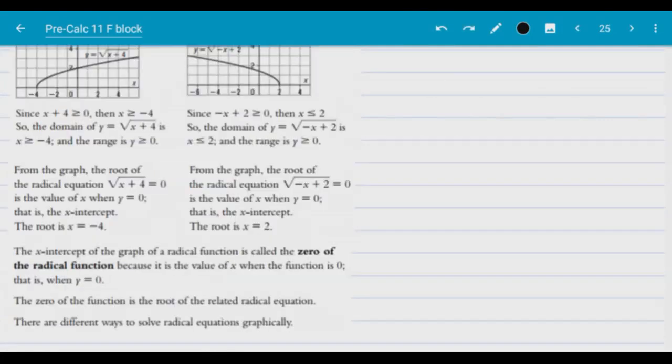So this is the end of the construct your understanding. You may take a break before I go on to check your understanding number 1. Bye. All right.